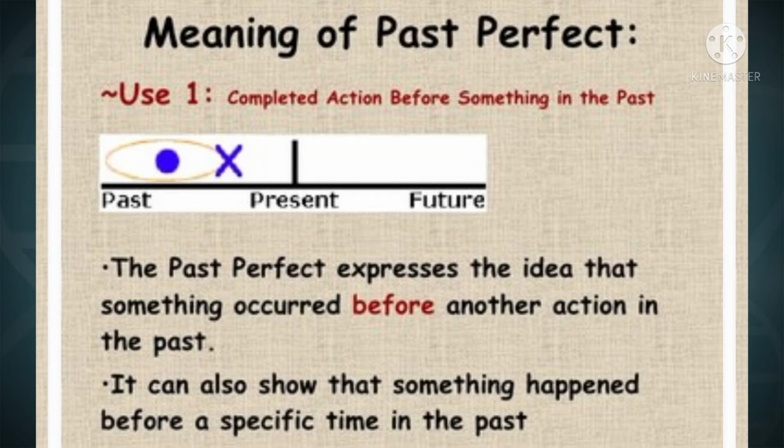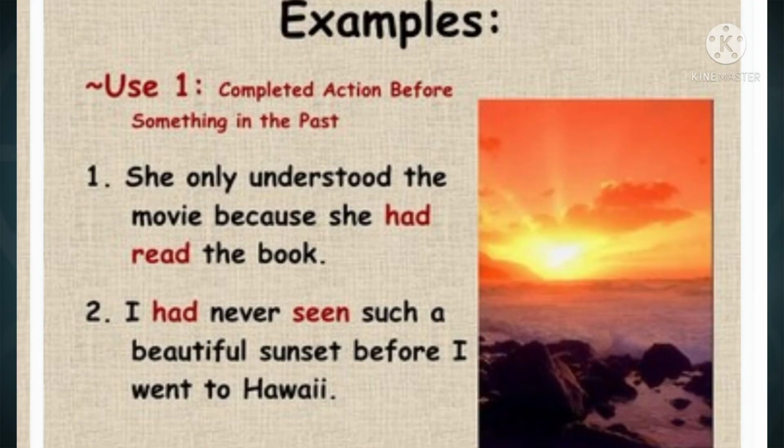Past perfect tense is commonly used, as a general usage, to express an idea that something occurred before another action in the past. It can also show that something happened before a specific time in the past. That means mostly it will be used with two actions, and most often one will be in simple past, and the other one will be in perfect tense. See these examples. That is the first rule, a completed action before something in the past.